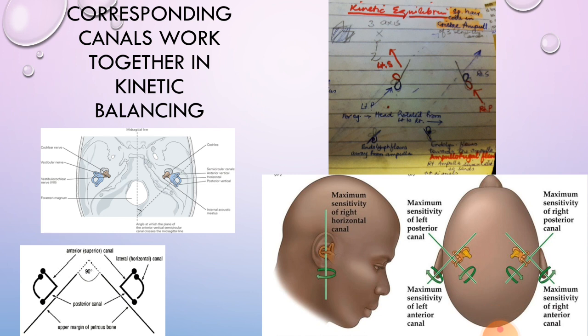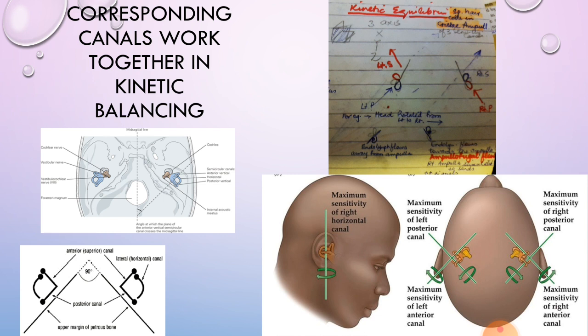The posterior semicircular canal detects when the head tilts towards the shoulder. The superior semicircular canal or the anterior semicircular canal detects when the head nods up and down, like in a yes movement, and the lateral semicircular canal detects when the head shakes side to side in a no movement.